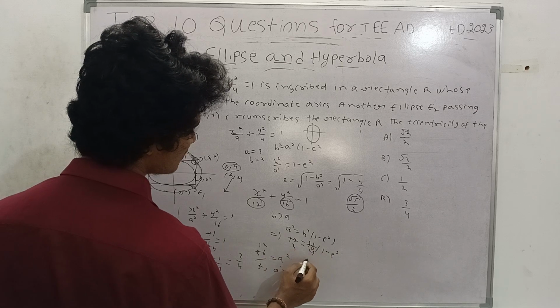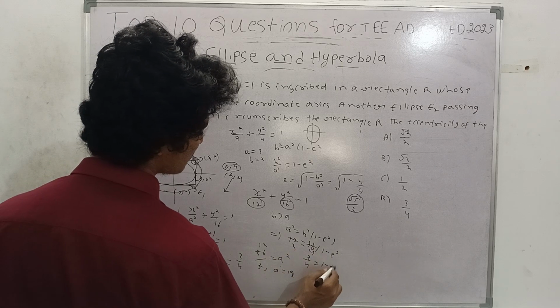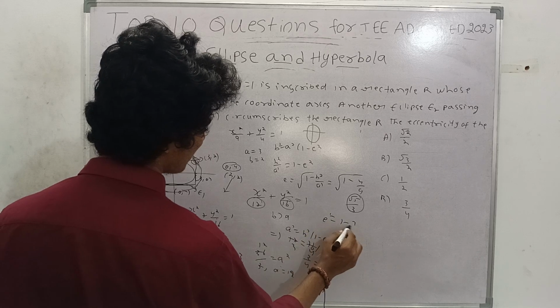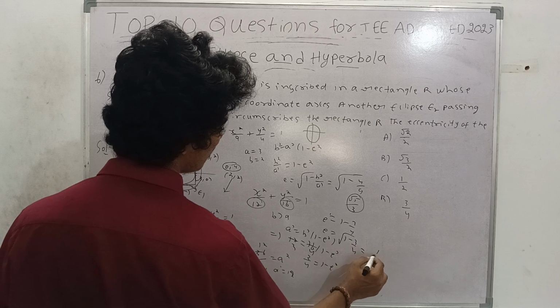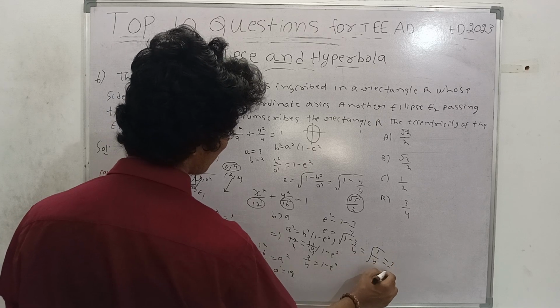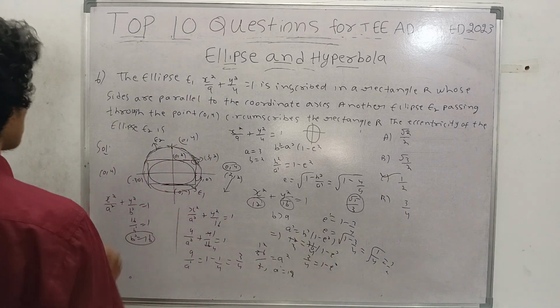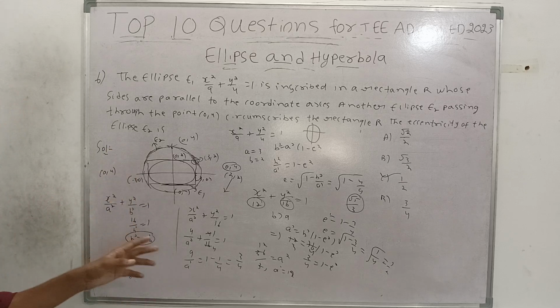4 3s are 12, 4 4s are 16. So it will be 3 by 4 equal to 1 minus e square, and e square equal to 1 minus 3 by 4. It will be e equal to root of 1 minus 3 by 4. So it will be root of 1 by 4. So it will be 1 by 2. So option C is correct.